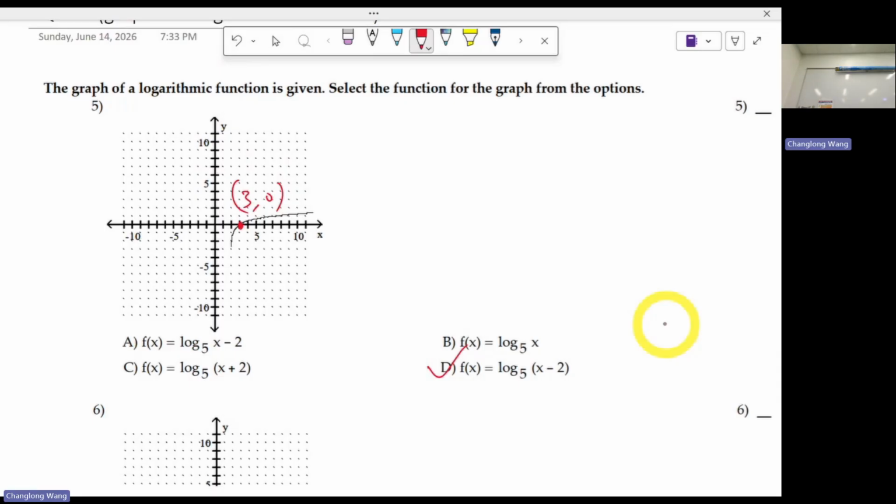But the thing is, you have to know the parent function, right? So what does log base 5 of x look like? Well, you can plot it, right? But I mean, why bother if you could have just plotted the whole thing?